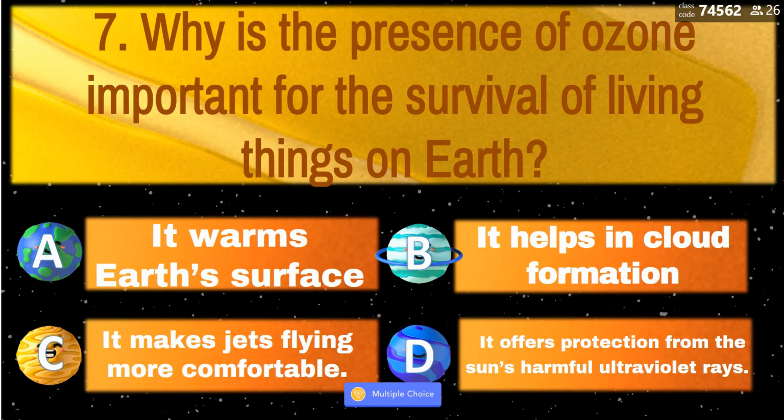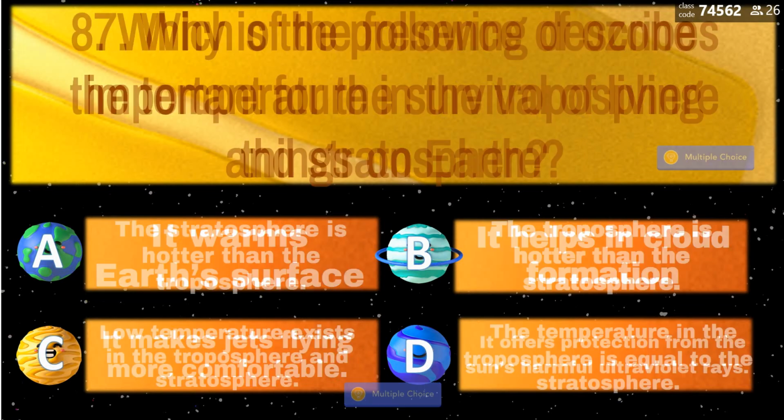Let's have number 7 question. Why is the presence of ozone important to the survival of living things on Earth? A. It warms Earth's surface. B. It helps in cloud formation. C. It makes jets flying more comfortable. Or D. It offers protection from the sun's harmful ultraviolet rays. Correct. It's letter D.